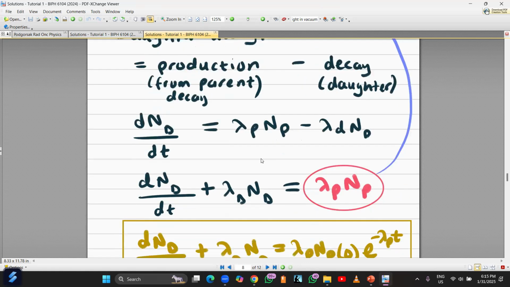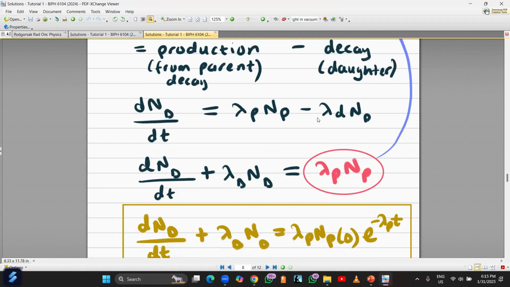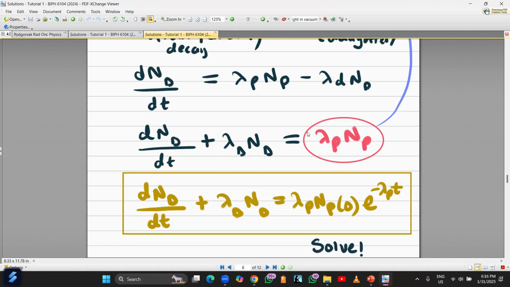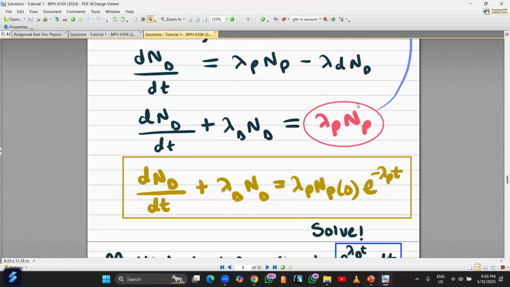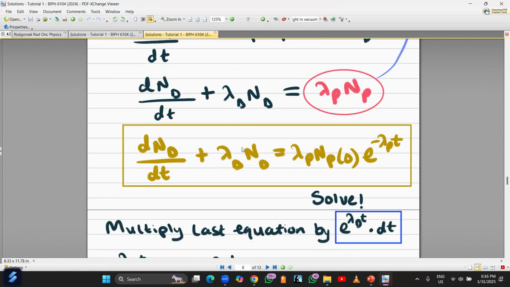Whereas the daughter, on the other hand, is being formed from the parent and it's also decaying. We can transpose this and put it on this side, so we can move this part and put it here, and then we end up with this equation. But we know that the parent just follows a normal decay, so we can substitute that here, and then we end up with this equation.